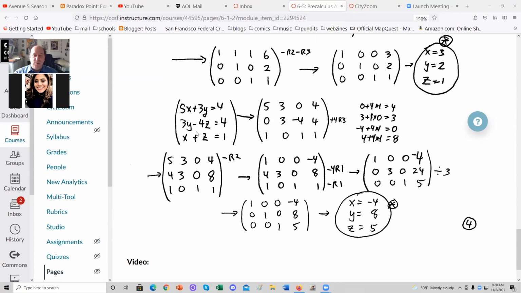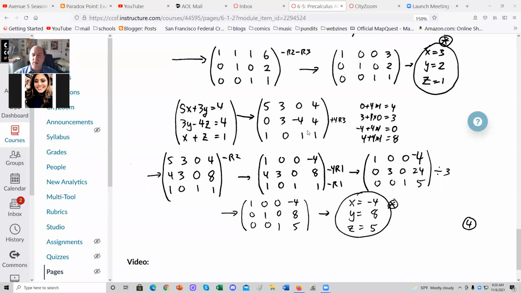And okay, here, this one is a little more troublesome just to set up the augmented matrix. 5x plus 3y plus 0z equals 4. So 5, 3, 0, 4. 0x plus 3y minus 4z is 4. 0, 3, negative 4, 4. 1x plus 0y plus 1z is 1. 1, 0, 1, 1.